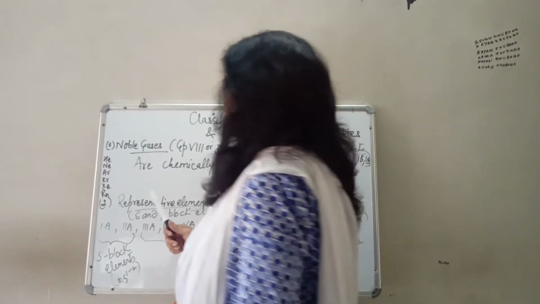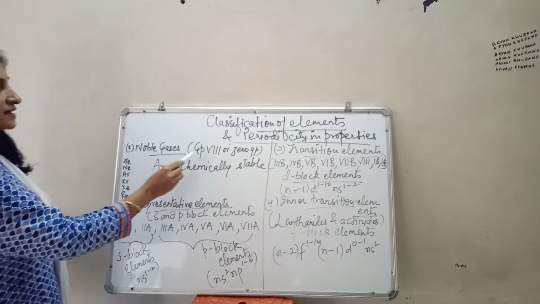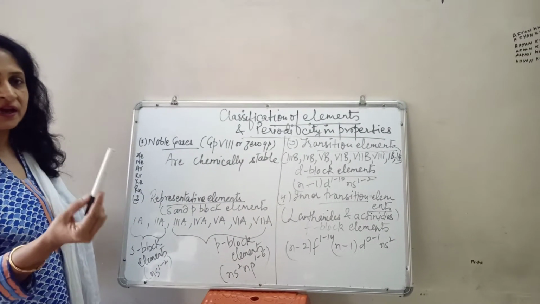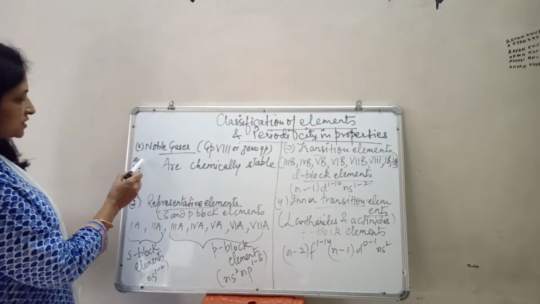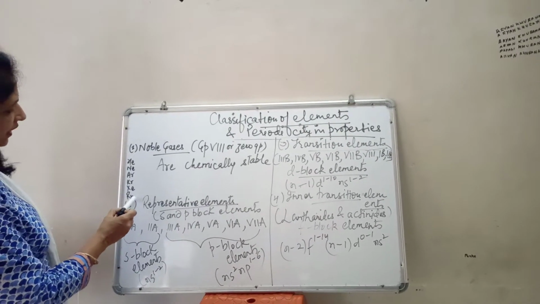So firstly, these are noble gases. Under noble gases, group 8 elements come, that is the zero group, at the end of the periodic table. These are helium, neon, argon, krypton, xenon and radon.